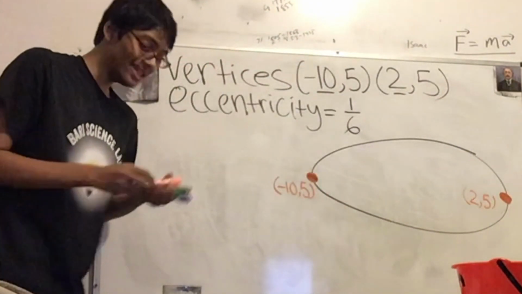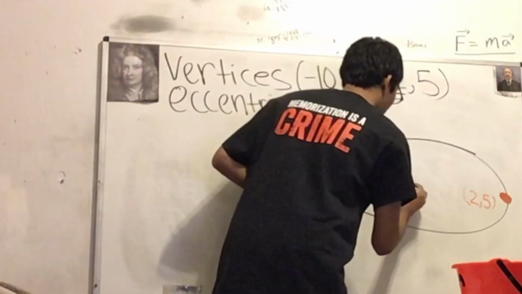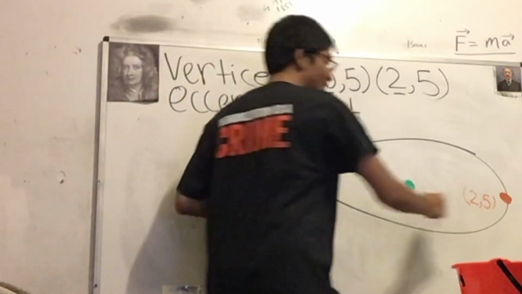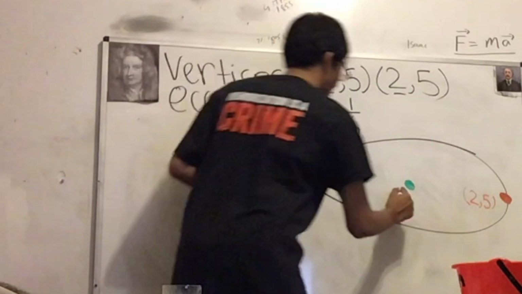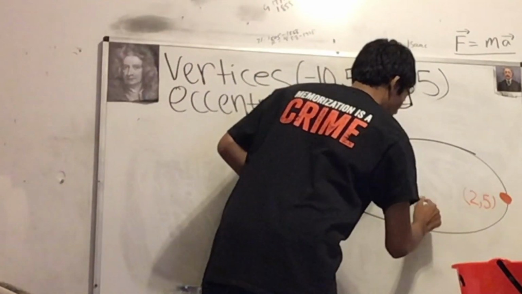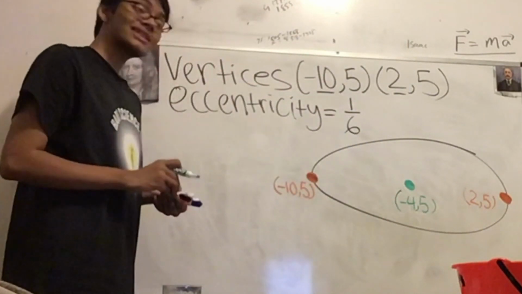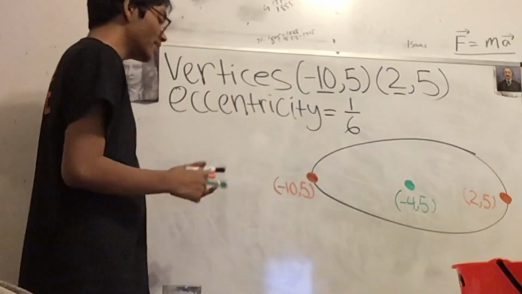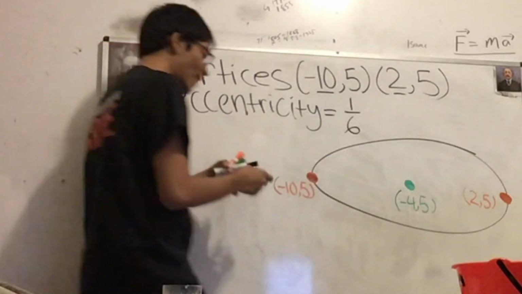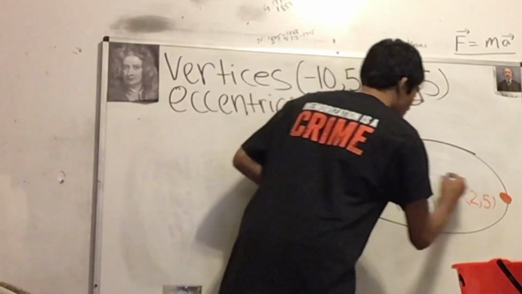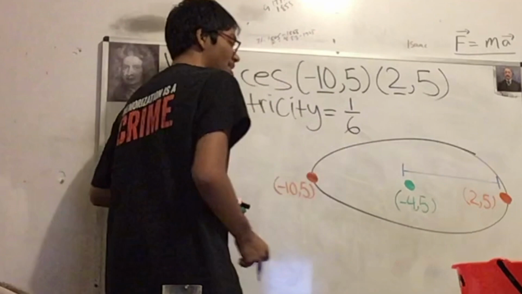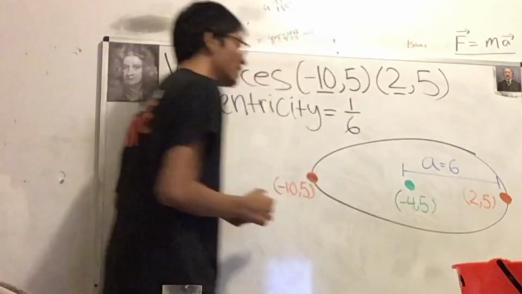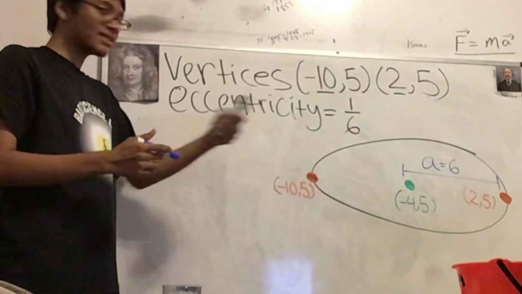Once we take their midpoint, we can get the center. And what's the center going to be? 2 minus 10 is -8. Divide that by 2 to get -4, comma 5. So that's going to be the center of my ellipse. I already have the center. Can I get my a and b values? Well, I already have my a value. The distance from the center to the vertex is 2 minus -4, so my a value is 6, right?